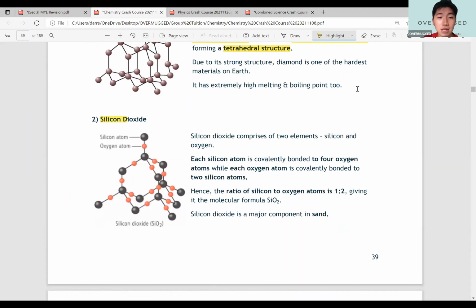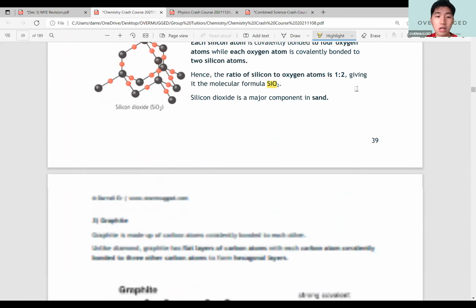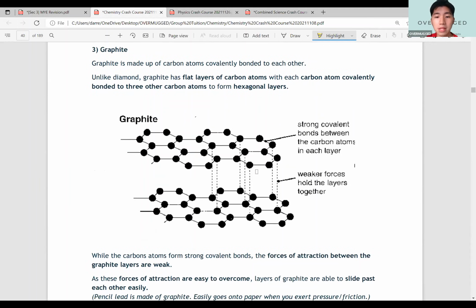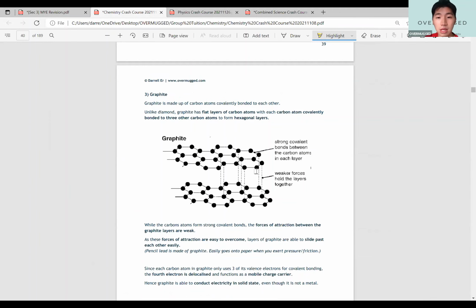All right. Silicon dioxide is SiO2. Same thing, it is a giant covalent structure. Graphite is the one that's most interesting. Graphite is also made of carbon, but each carbon atom in your graphite is bonded to 3 other carbons, forming these hexagonal layers. Take note, between one layer and another layer, the forces of attraction are very weak. This is the same thing as earlier when we were talking about intermolecular forces of attraction. So between layers, the graphite can easily slide past one another, which makes it a very good lubricant.